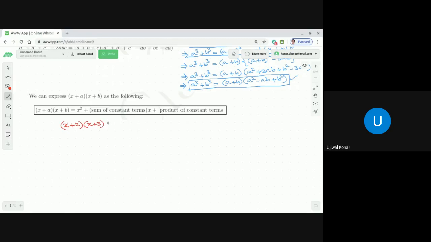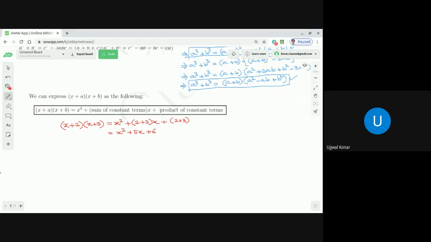So the simplified one is x square plus, what are the constant terms here? 2 and 3. So the sum of the constant terms is 2 plus 3, into x, plus the product of the constant terms, that is 2 into 3. That is equal to what? We are going to get x square plus 5x plus 6. So we can express x plus a into x plus b as x square plus the sum of the constant terms into x plus the product of the constant terms.